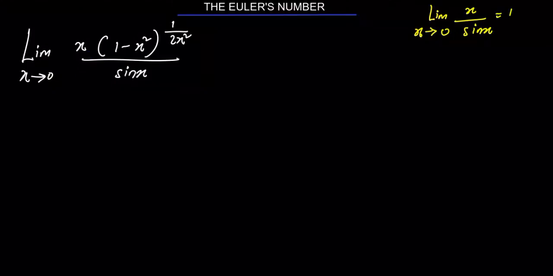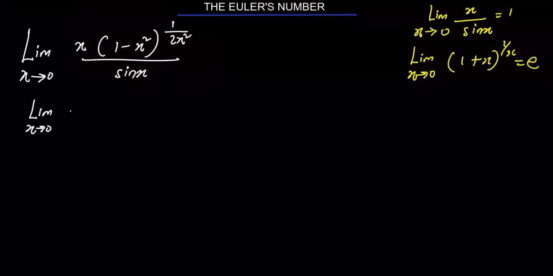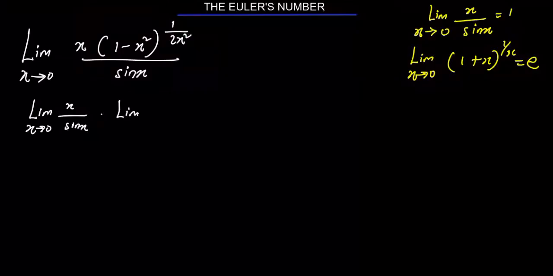Another thing is that we've also learned that the limit as x tends to 0 of (1 + x) raised to power 1 over x is equal to e, which is the Euler's number. And you can see that you can observe the pattern here. So let's go and solve intelligently. So I have limit as x tends to 0 of x over sine x times limit as x tends to 0 of (1 - x squared) raised to 1 over 2x squared.